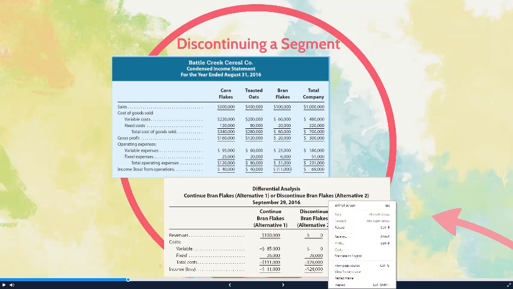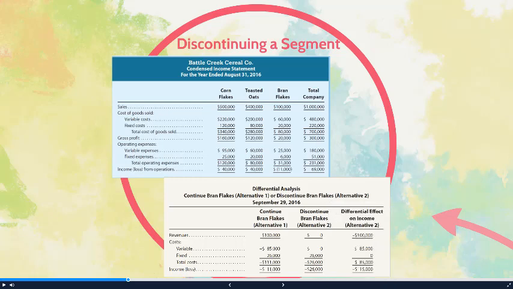So we need to decide, should we keep this segment of the business or just drop it and get rid of it and just continue on with just the cornflakes and the toasted oats? To look at this, we have to analyze and build a simple income statement showing what happens if we continue with the bran flakes? What happens if we discontinue those bran flakes? And the differential effect on these alternatives.